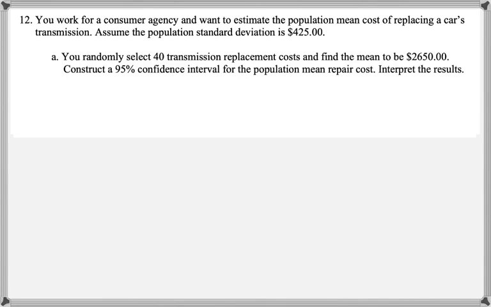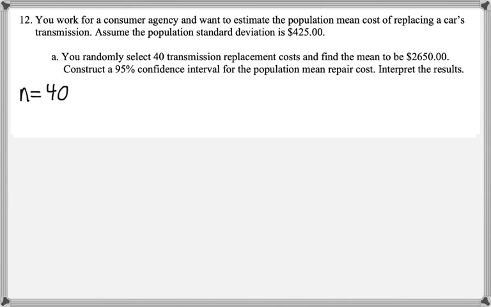You work for a consumer agency and want to estimate the population mean cost of replacing a car's transmission. Assume the population standard deviation is $425. You randomly select 40 transmission replacement costs and find the mean to be $2,650. Construct a 95% confidence interval for the population mean repair cost, and then interpret the results.